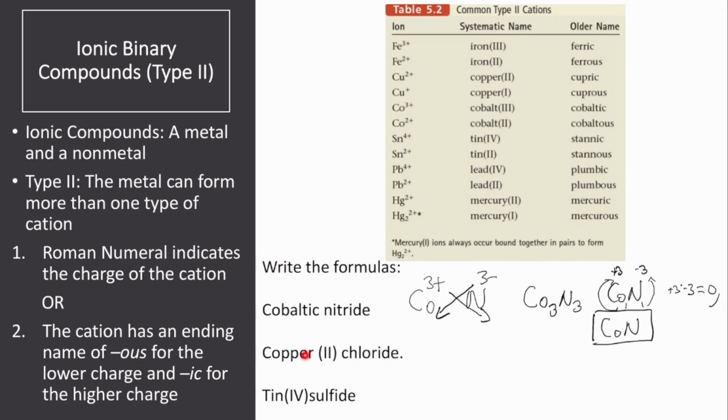Okay, the next one is copper II chloride. So 2 represents the +2 charge of copper. So we put copper +2. And then chloride is -1, based on the previous list of anions. Then we cross the charges. So we get Cu1 Cl2.